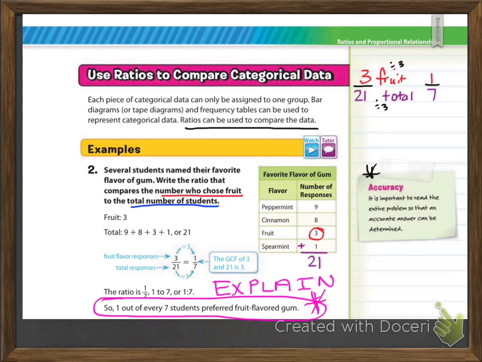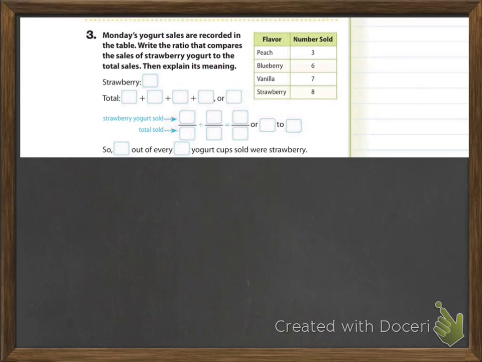It says, so 1 out of every 7 students preferred fruit-flavored gum. Because this comparison is not comparing two individual quantities, it's comparing a part to the whole. So before, when I said that ratios aren't fractions, this is more like a fraction because it's a part to whole, but we still call it a ratio. All right, let's go ahead and work this one out together.